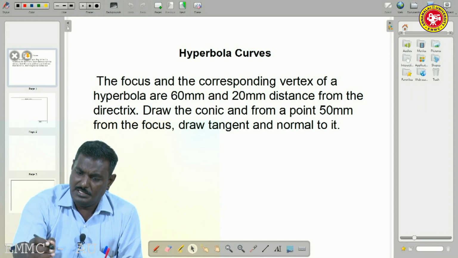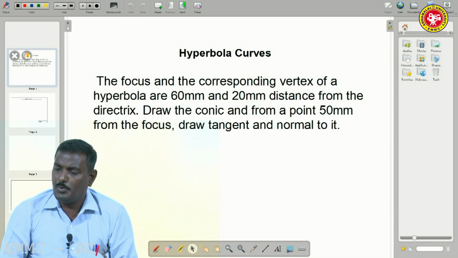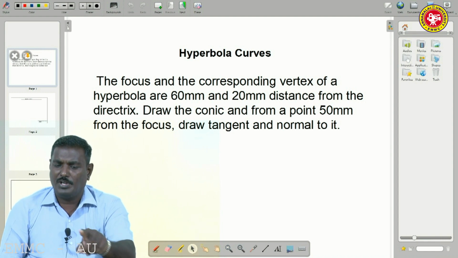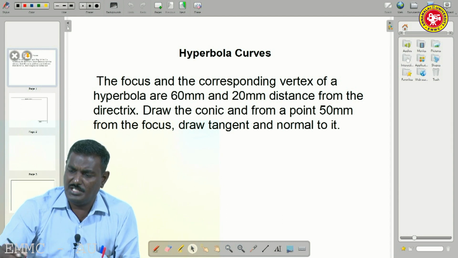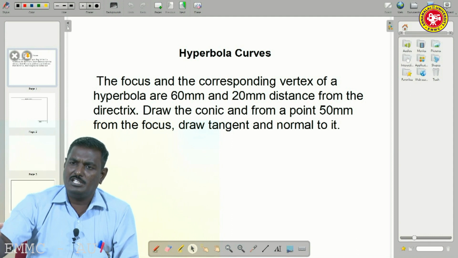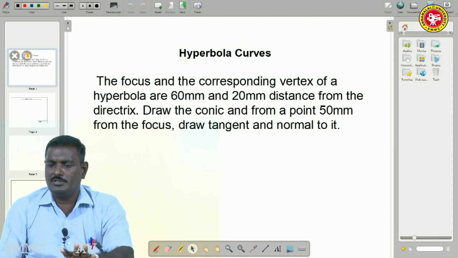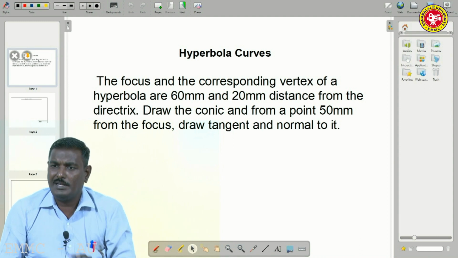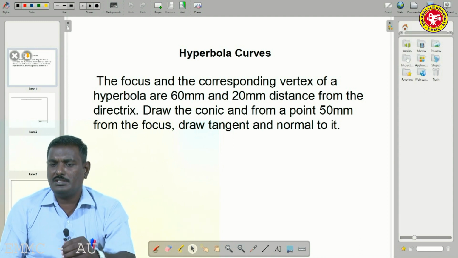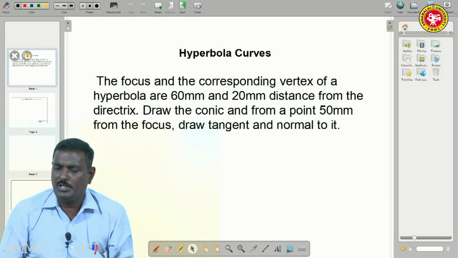Then what they are asking here: draw the conic, and from a point 50 mm from the focus, here we have to change it, instead of 50 mm to 80 mm, draw a tangent and normal to it. This is the problem. So by using this data, how to construct the hyperbola, that is the logic we have to work out now.